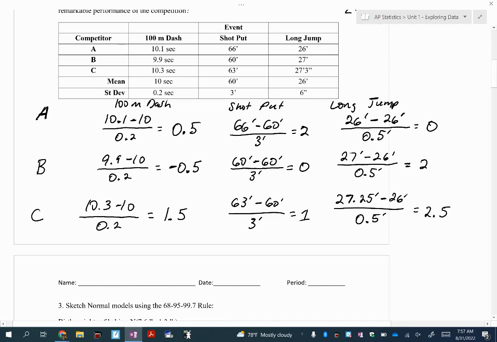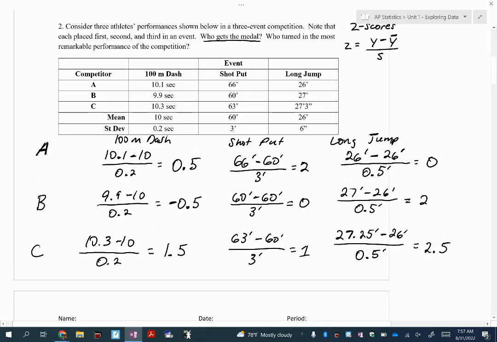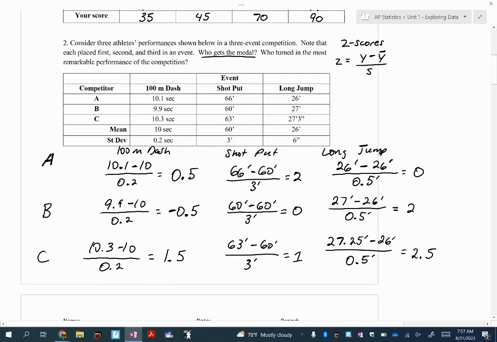All right, now here's the trick that, when I've done this in class with other students, they won't pick up on, because what they want to do right now is take all these z-scores and just add from left to right to see who gets the gold, the silver, and the bronze. But you got to be careful here, because in one of these events, the 100-meter dash, you actually want to have a negative z-score. You want to be faster than the mean.